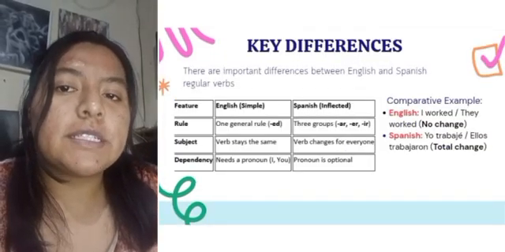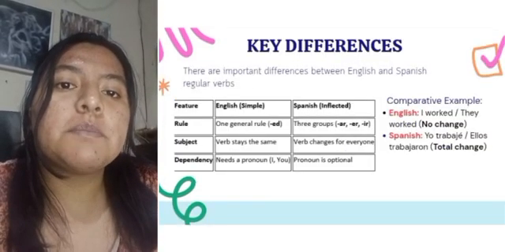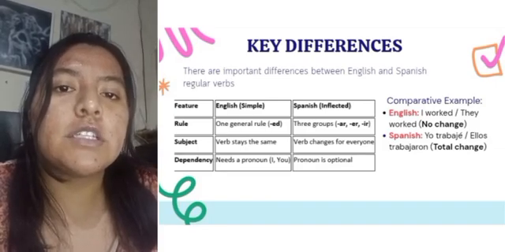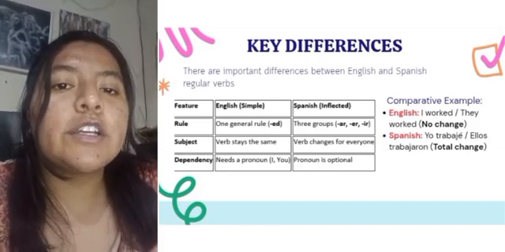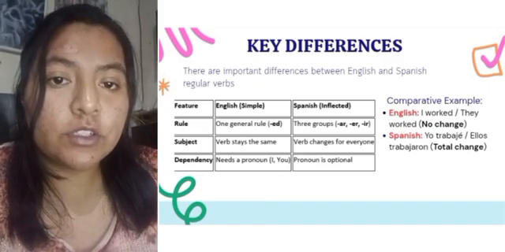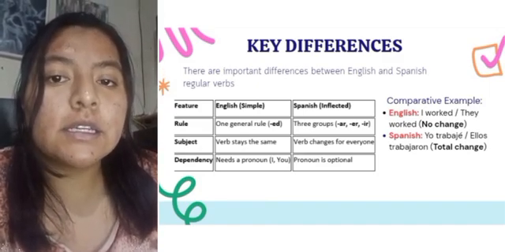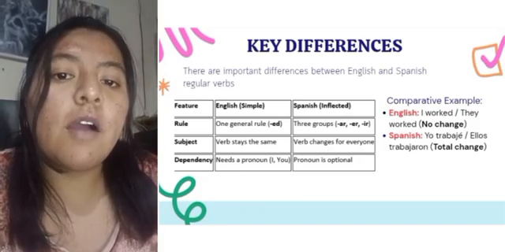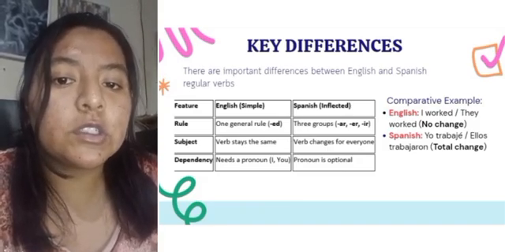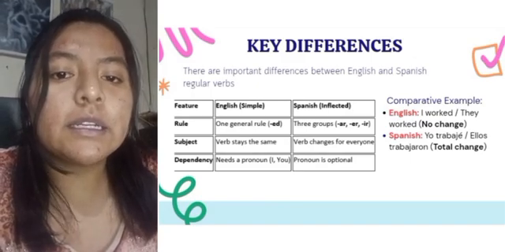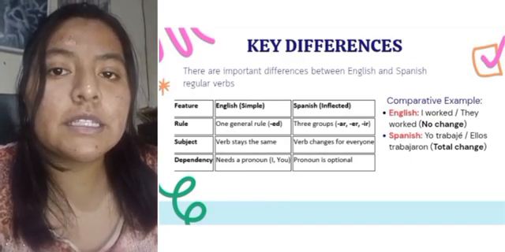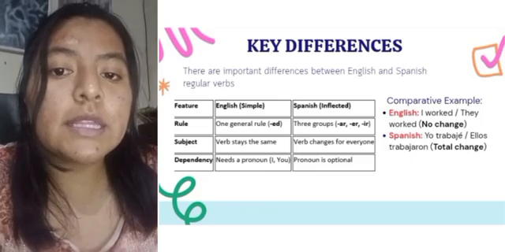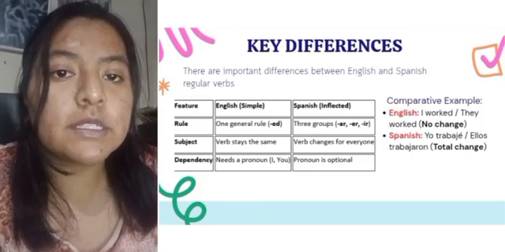This slide compares English and Spanish to show why Spanish verbs require a bit more attention to detail. Rules. English is simple. You usually just add -ed or d, depending on the verb, for the past. However, Spanish has three groups: -ar, -er, -ir, each with its own set of rules. The subject. In English, the verb stays the same.